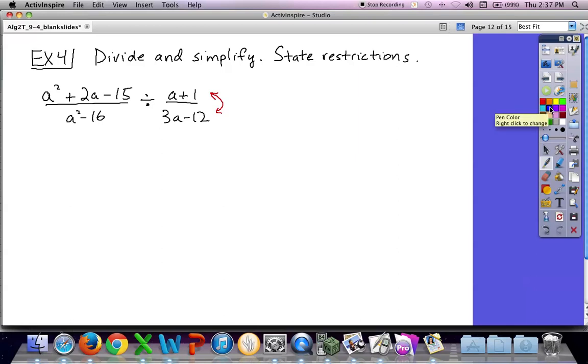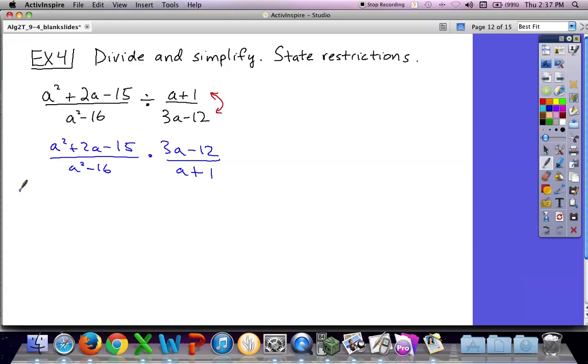Okay, a squared plus 2a minus 15 divided by a squared minus 16 times 3a minus 12 over a plus 1. Okay, now we're dealing with a multiplication problem. What should I do?